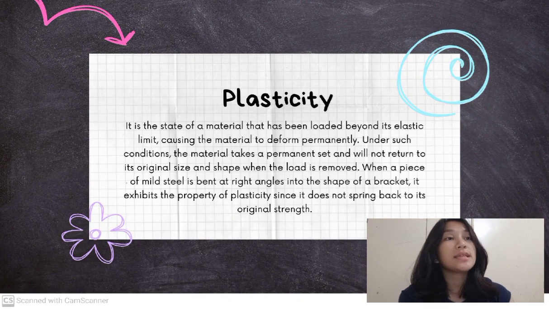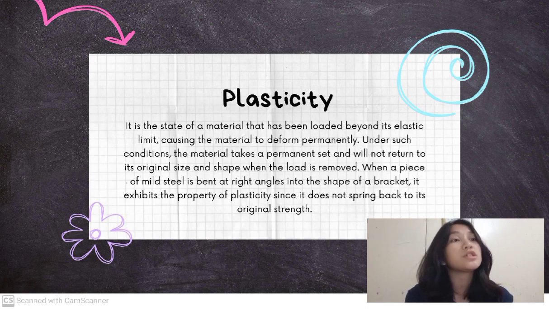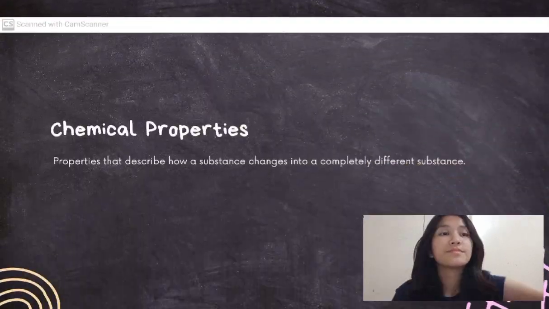Plasticity. It is the state of a material that has been loaded beyond its elastic limit, causing the material to deform permanently. Under such conditions, the material takes a permanent set and will not return to its original size and shape when the load is removed. So for example, take a bar, like a steel bar. If we bend it, it will be hard for it to return to its original shape. So that exhibits the property of plasticity.